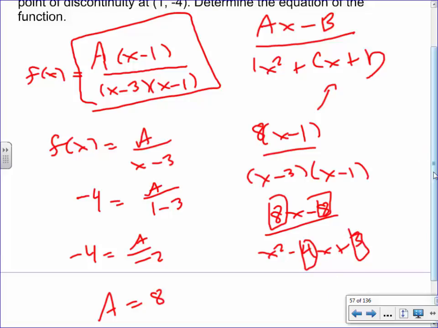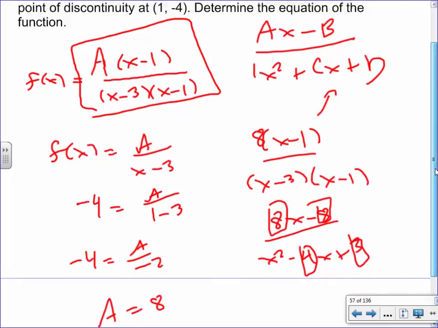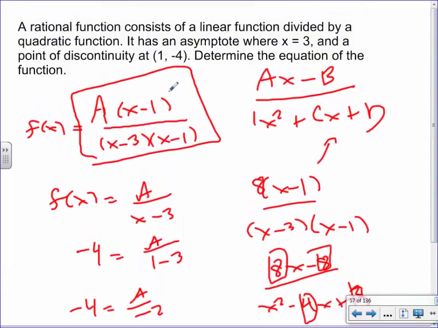Just before we take off here, let's re-talk through the main concepts I used. First concept is it said there was going to be a linear over a quadratic, so I drew a couple of brackets in those locations. The asymptote led me to writing the x minus 3 down here. The hole in the graph with an x value of 1 led me to write this one and this one. I did a quick test just to prove to you guys that it actually wasn't done, because you guys should know by now.